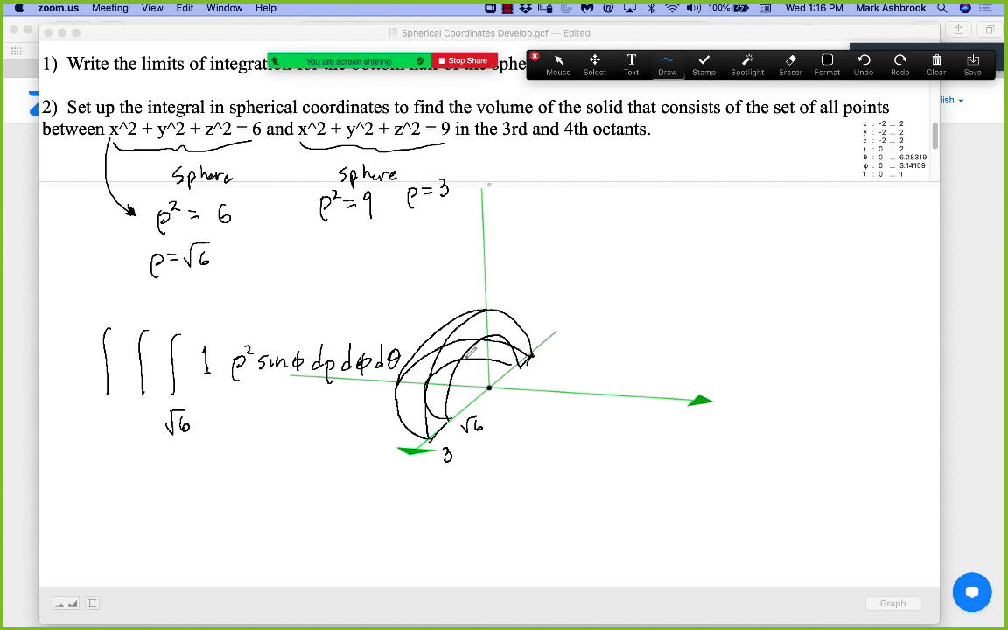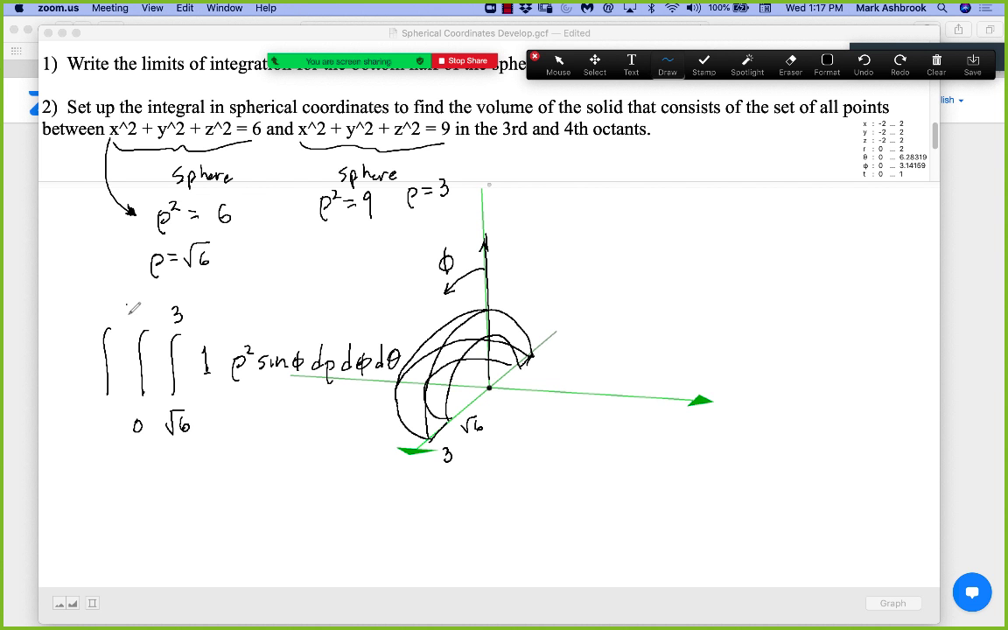And then the arrows exit the solid at 3, right? And then phi. So remember, phi equals 0 is here. And we're going to tip down. And what range of phi is going to hit all the points in the solid? From what to what? Zero to pi over 2.